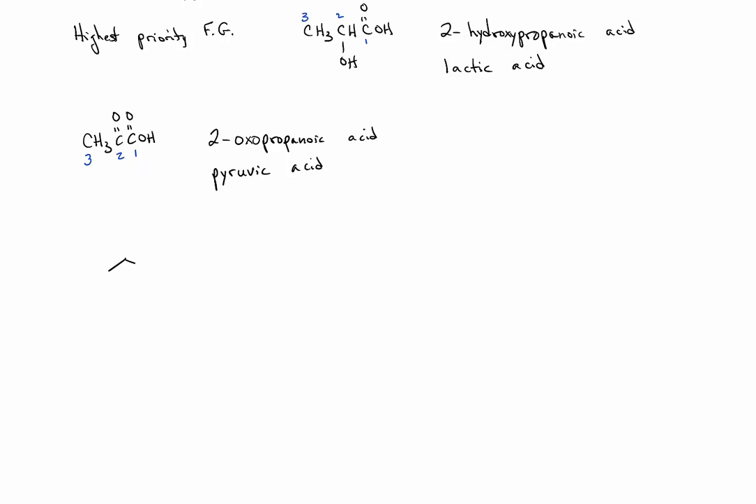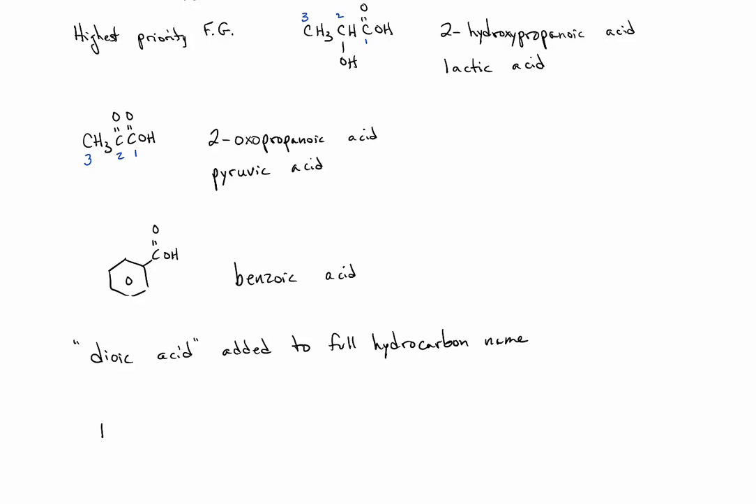If you have a carboxylic acid bonded directly to an aromatic ring, a single ring, it's benzoic acid. Dicarboxylic acids are named by adding dioic acid to the full hydrocarbon name. Here's an example of that. I have a 3-carbon acid, so this would be propanedioic acid. This is also malonic acid as the common name.